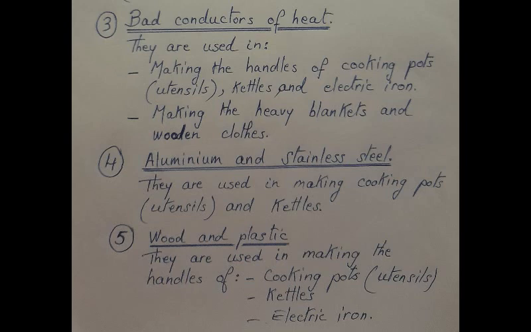Number 4. What is the importance of aluminum and stainless steel? They are used in making cooking pots, utensils, and kettles. What is the importance of wood and plastic? They are used in making the handles of cooking pots, kettles, electric iron.